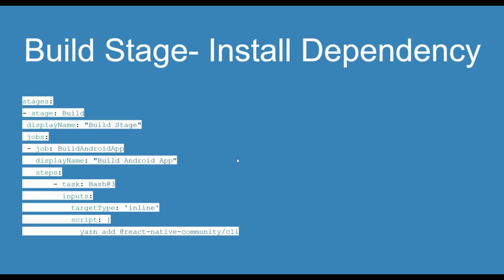So now we are using the stages approach to differentiate between tasks, like one kind of task in one stage and another kind in another stage. So we have a total of two stages. One is the build stage, another one is the deploy stage. In the build stage, the first task is the install dependency task.